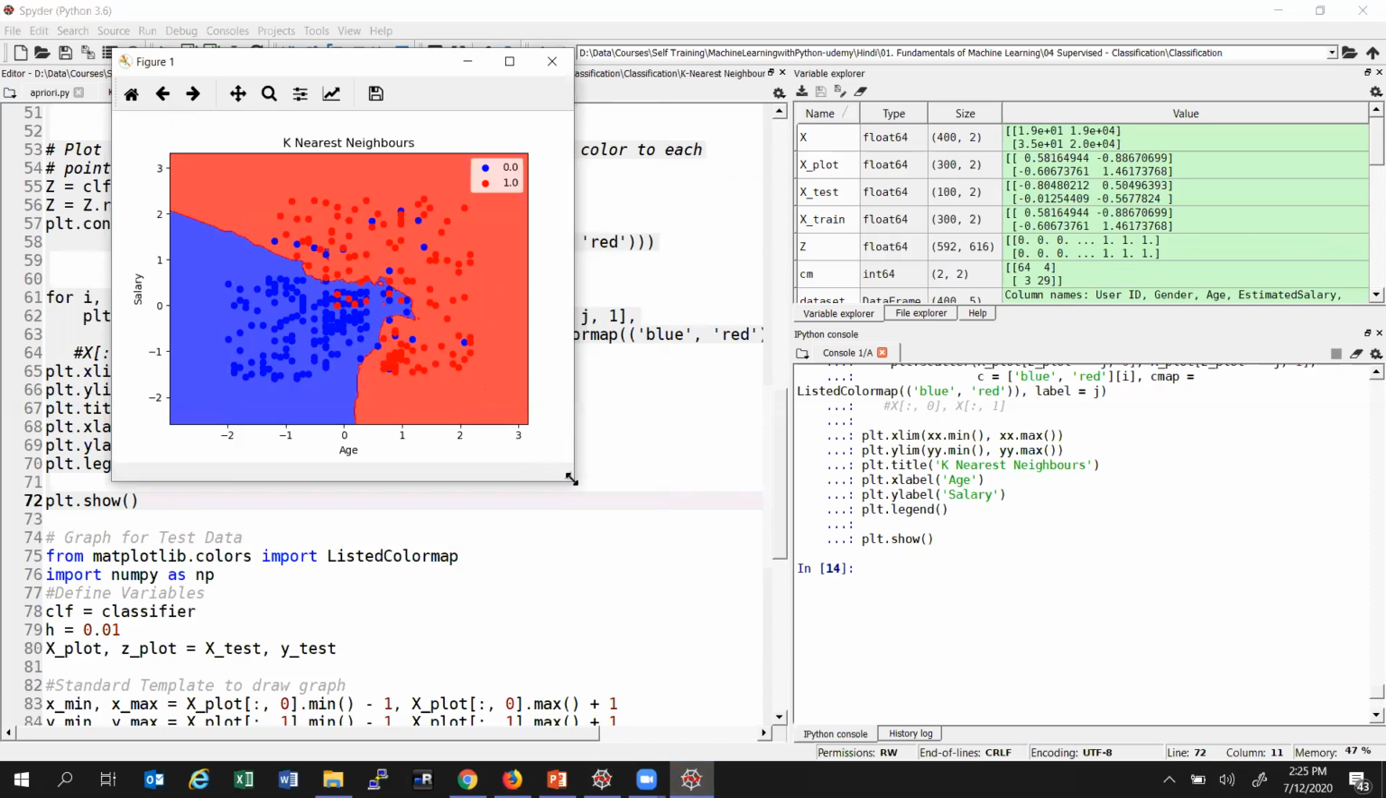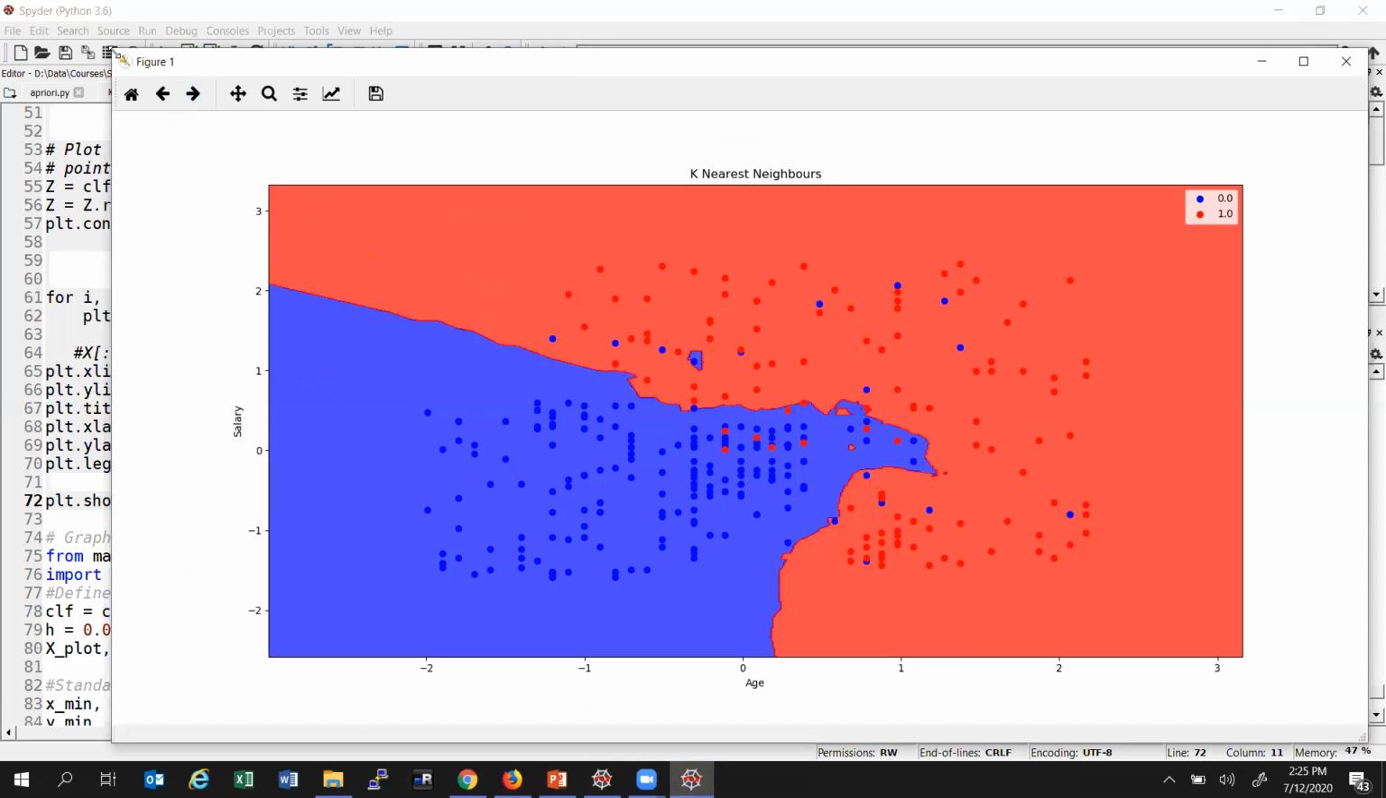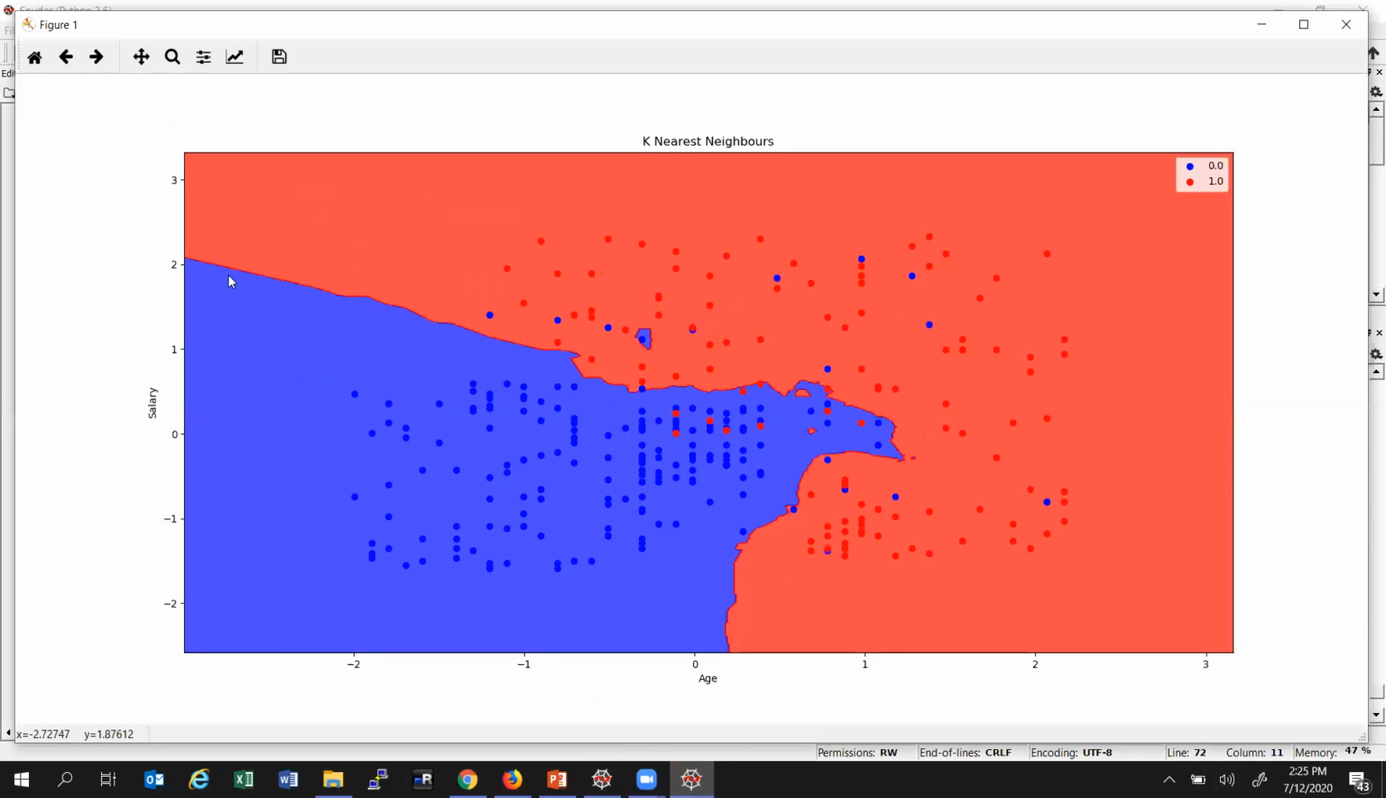Can you see the graph? Yes, Rishi. So now you can see the boundary of this blue and red. This is called the decision boundary. Let me take the highlighter. This red one is 1. The legend shows that the red area is 1, meaning the person is going to buy the car, and 0 is not going to buy the car.